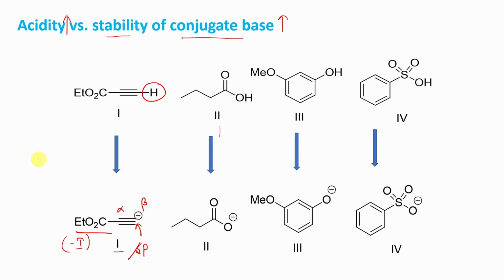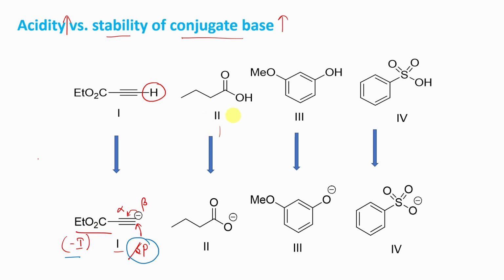If you look at such a case, no, not possible. Why? These cannot come in resonance. Also, in this way the carbon's valency will exceed 4, which is also not possible. So here the stabilizing factor is sp hybridization, because we know the electronegativity of sp carbon is higher compared to sp2, which is higher compared to sp3. So this is one point, and the second point is the -I effect of the COOR group.